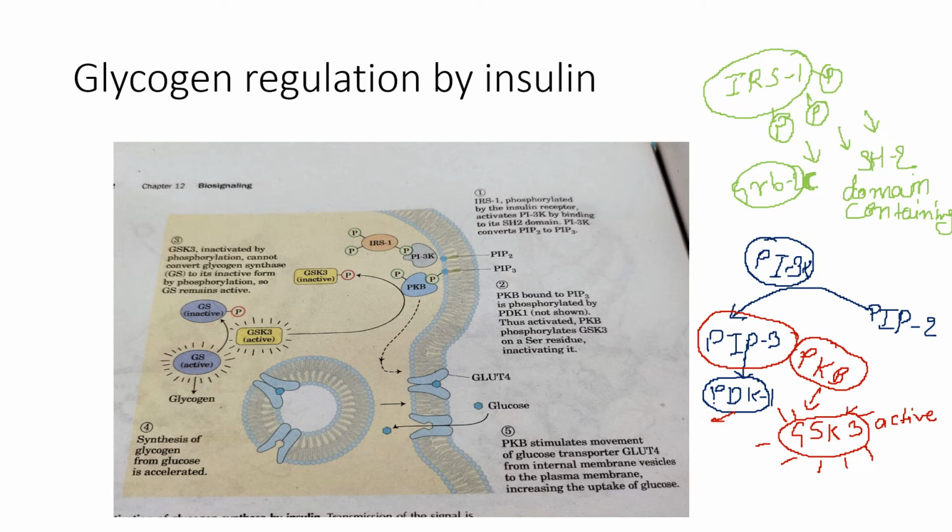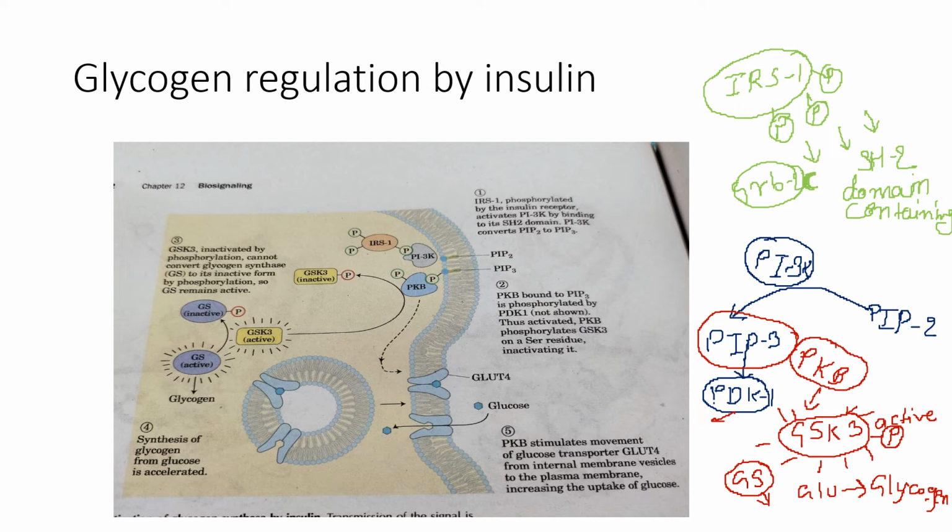Once it is active, it phosphorylates glycogen synthase. So now the phosphate group is attached. The function of glycogen synthase is to convert glucose into glycogen.